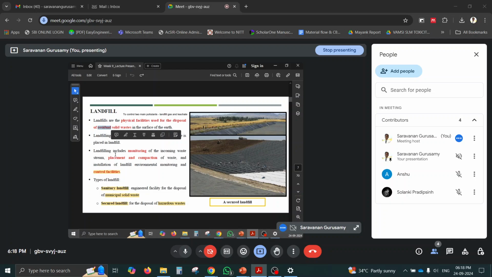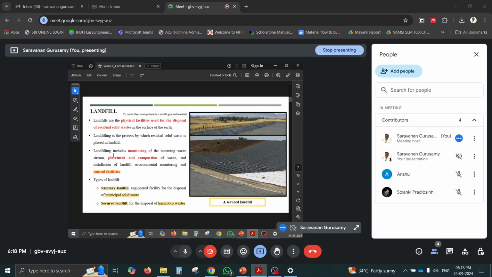After segregating all the organic waste to the compost plant or anaerobic digestion, and all the combustibles and recyclables to the material recovery facility, that's what we have discussed in the transfer and transport, then after segregating everything, whatever is the leftover, hazardous or residues, that only will reach the landfill. It's a scientific physical facility used for the disposal of residual solid waste on the surface of the earth. Landfilling includes monitoring of the incoming waste stream, placement and compaction of the waste, and installation of landfill environmental monitoring and control facilities. These are all facilities in the landfill we are going to discuss in the upcoming slides.